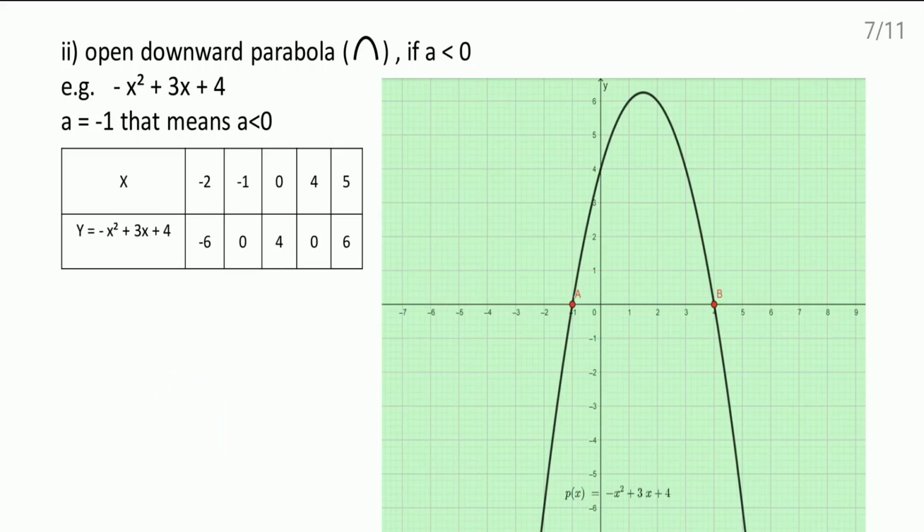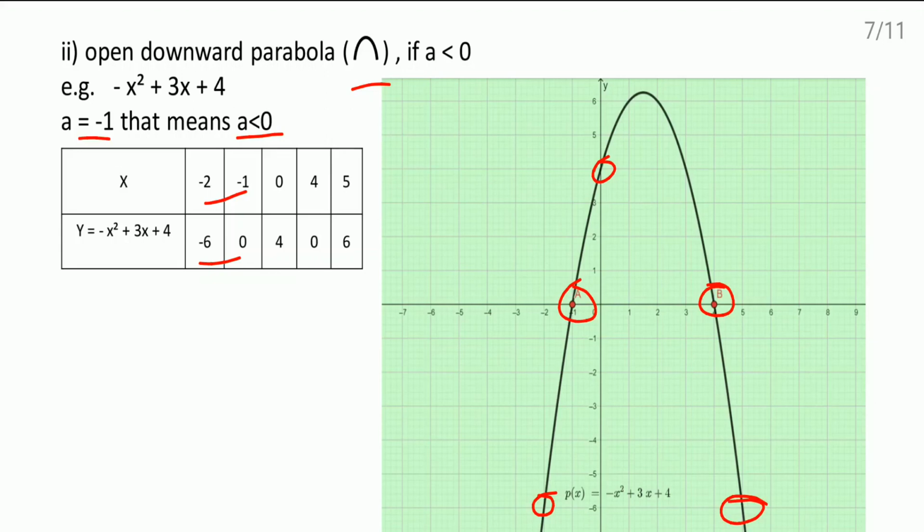Now what happens here? A is minus 1. That means a is less than 0. So definitely the shape of the parabola is this way. Open downward parabola. Look here. Once again, I have taken the value of x as 2, so I got the value of y as minus 6. See here, at this place it will be here. Then minus 1 and 0, this one. Then 0 and 4. Then 4 and 0 at this place. 5 and 6 here. And with the free hand, we will draw this curve. And we are getting the parabola.